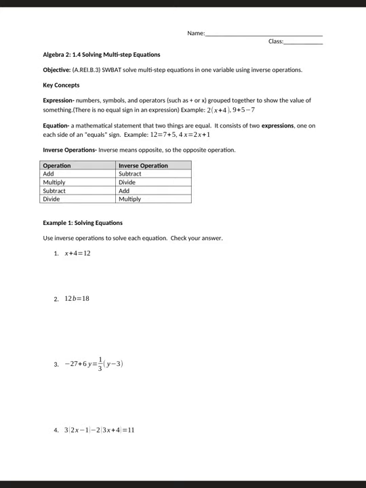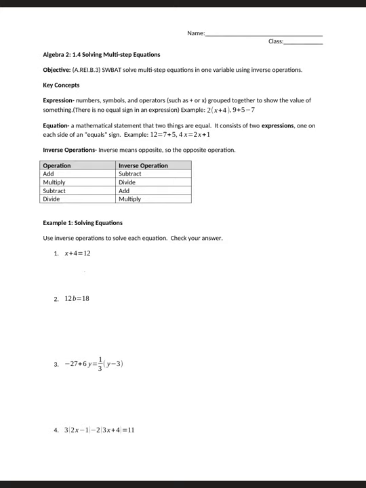So we also need to talk about inverse operation. So inverse means opposite, so you got to do the opposite operation. So I'm sure you've learned this before. The opposite of addition is subtraction, the opposite of multiplication is division, and vice versa. So we're going to use that in order to help us solve these equations. So the first one: using inverse operations to solve each equation, then check your answer.